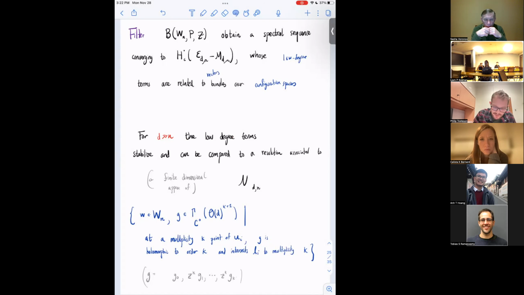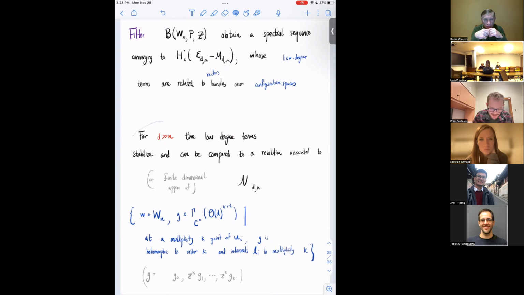And the point is that once you know about the compactly supported cohomology of this complement, you can actually figure out the compactly supported cohomology of MDN. And then because MDN is an open subset of a vector bundle, it's smooth. So that tells you about the homology by Poincaré duality. And then that'll tell you something about the homology of MDN mod C star, which is the space we care about.